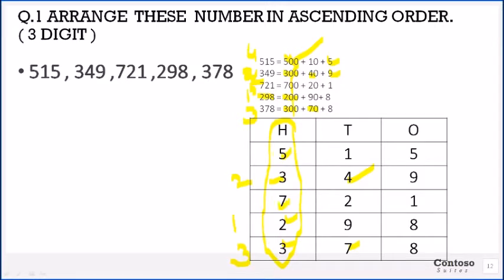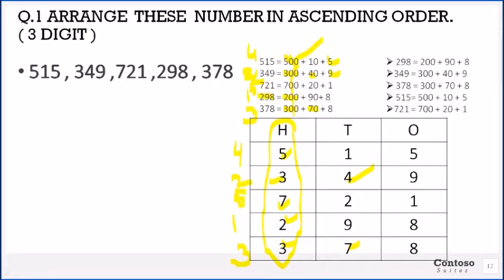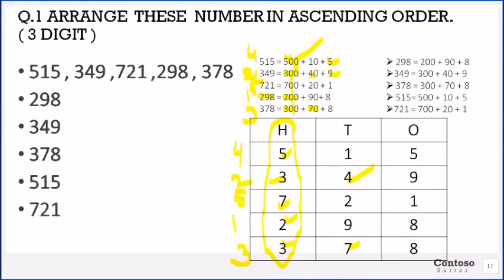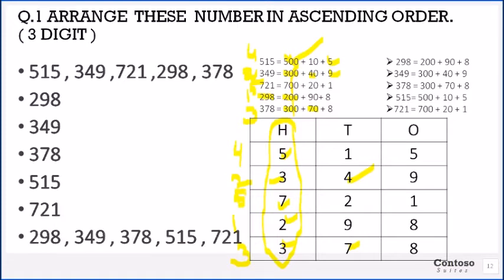Among 5 and 7 we can easily identify 5 is the smaller one, then 7, then ये आ जाएगा आपके फोर्थ के पोजीशन में, और ये आएगा आपका लास्ट पोजीशन में, फिफ्थ में. तो इसका सही ऑर्डर क्या रहेगा? फर्स्ट कौन सा नंबर रहेगा 298, देन 349, देन 378, देन 515, देन 721. Okay, so this is the correct ascending order of these numbers.